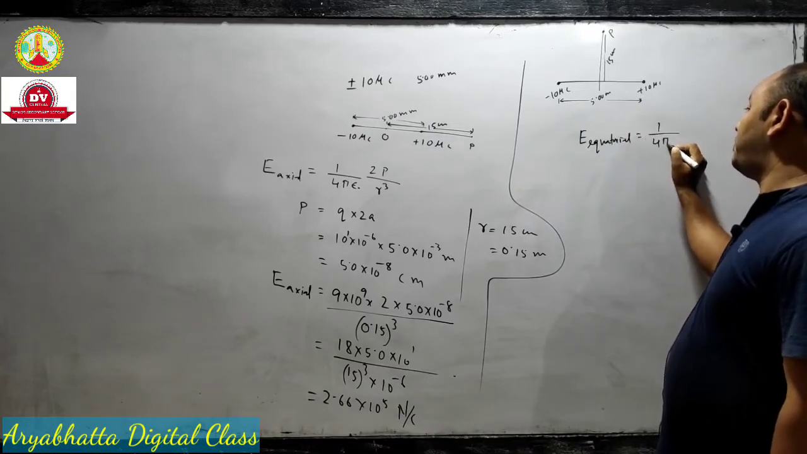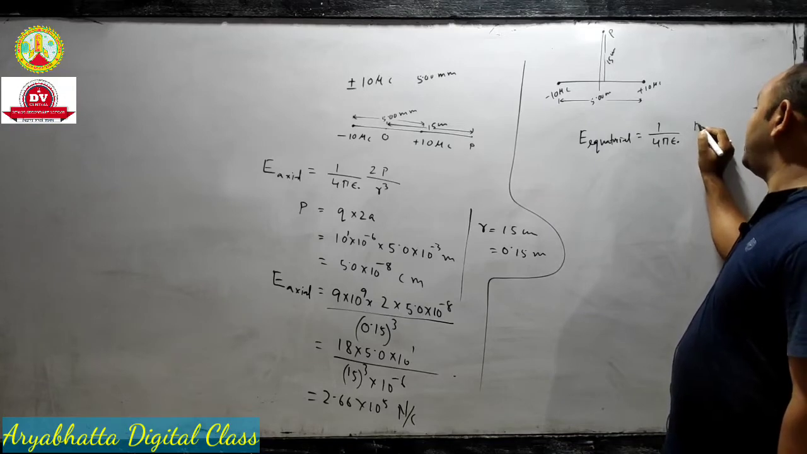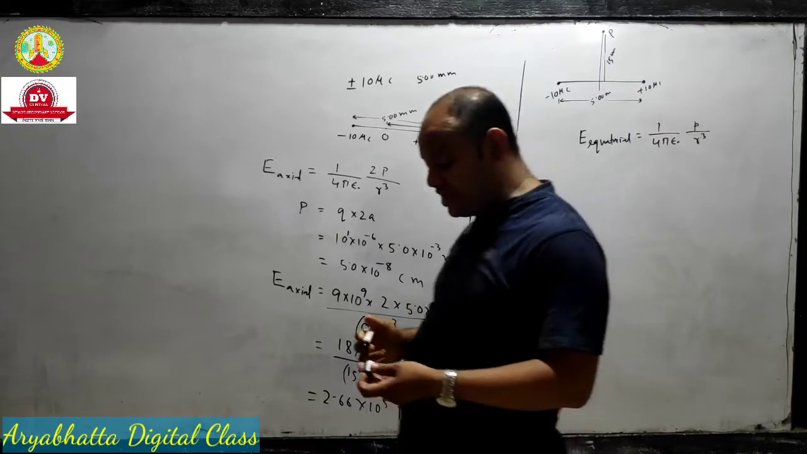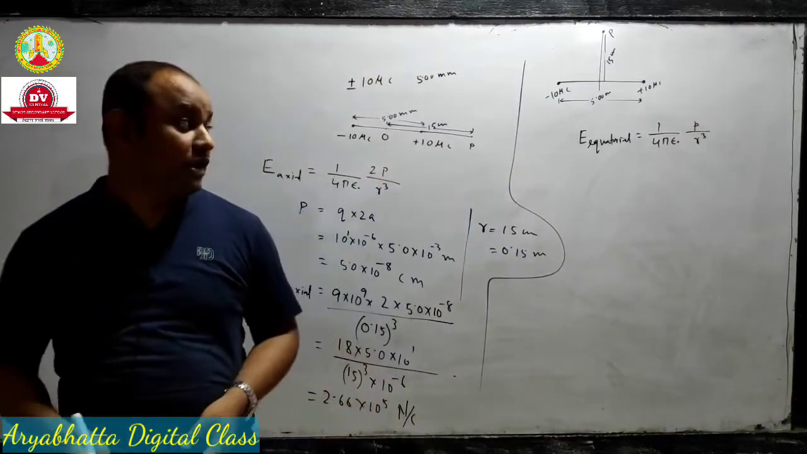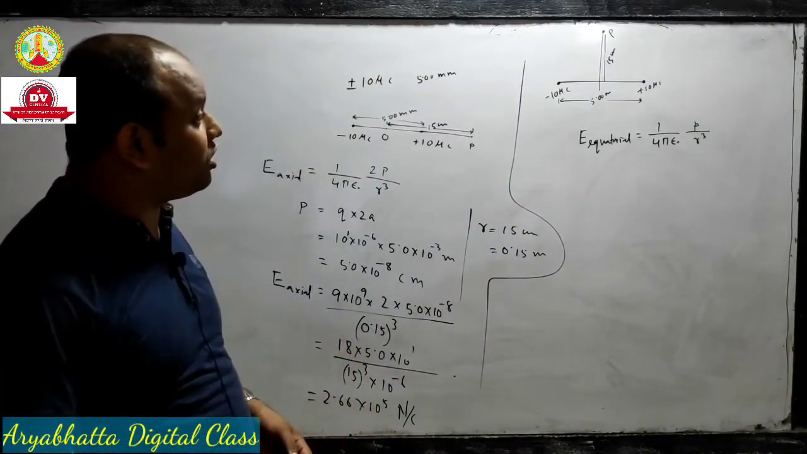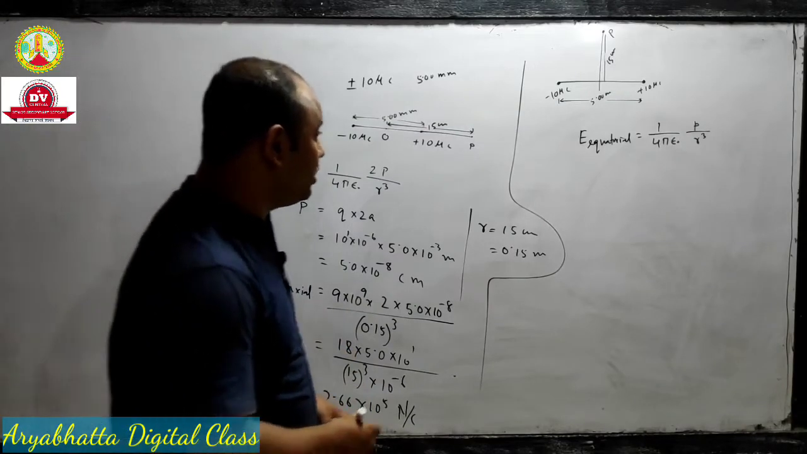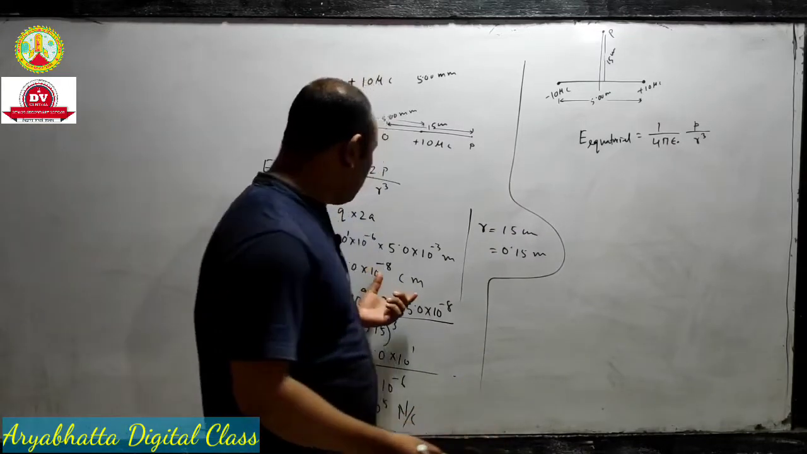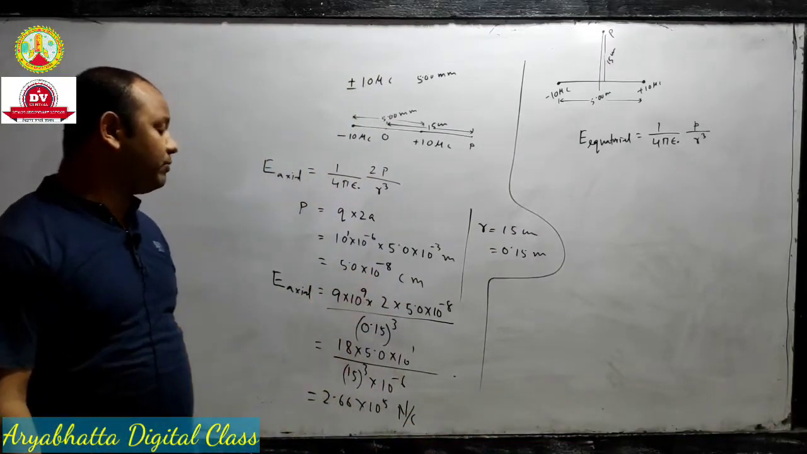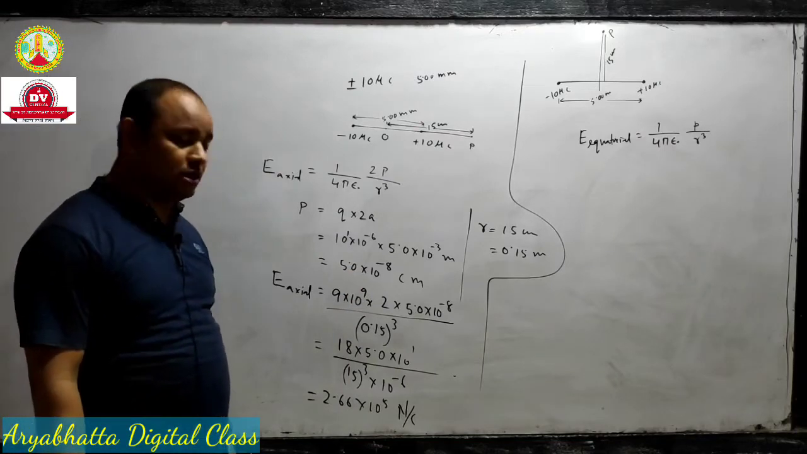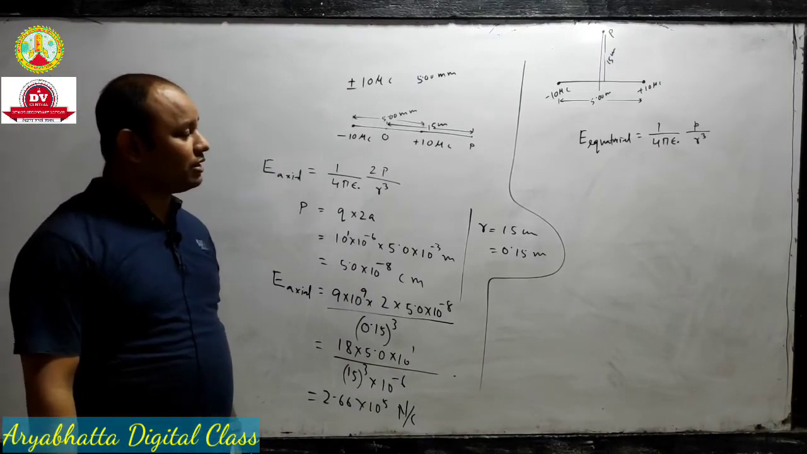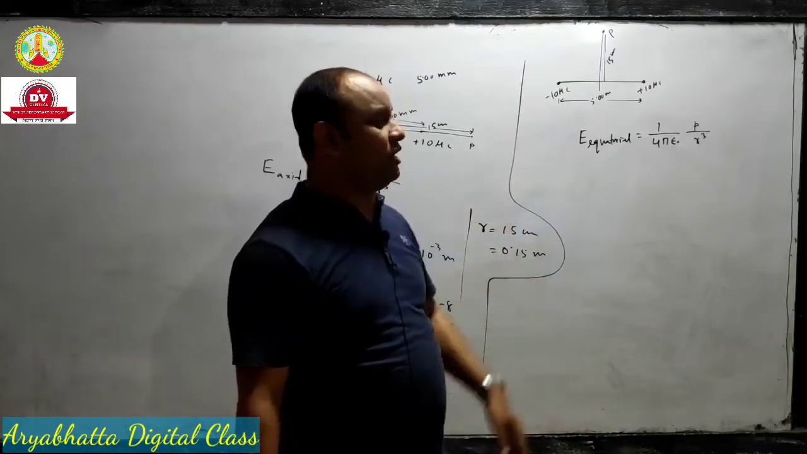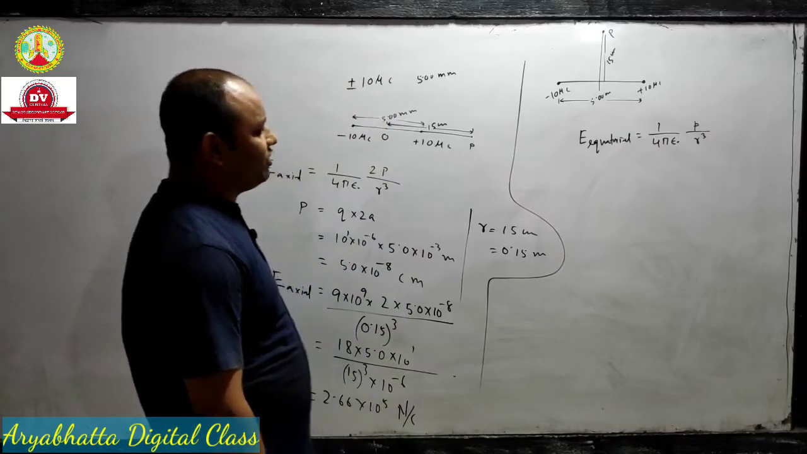1 by 4 pi epsilon naught times P divided by R cube. This is the value of electric field at any point on the equatorial line. Here P is the electric dipole moment, and the value of P we have already calculated, which is equal to 5.0 into 10 to the power minus 8 coulomb meter, and R is the distance from the center O to the point P. Here R is equal to 15 centimeter.